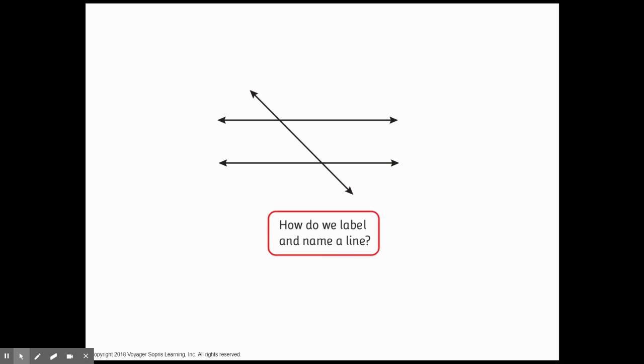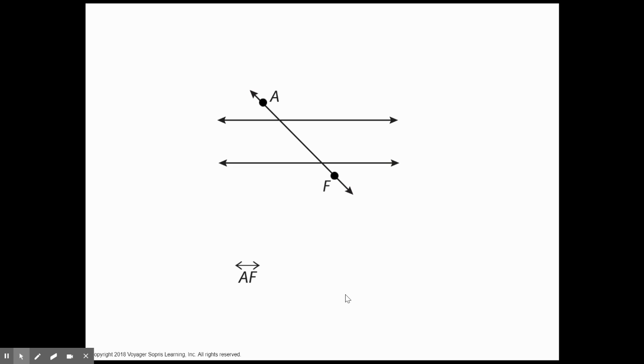How do we label and name a line? We label and name a line by first naming 2 points on the line. On the diagonal line, we name point A and point F. The line is named line AF. On the top horizontal line, we name point B and point C. This line is named line BC. On the bottom horizontal line, we name point D and point E, making line DE.